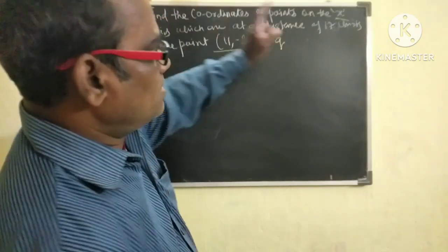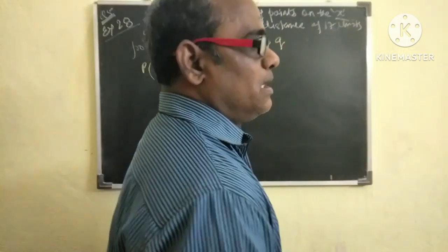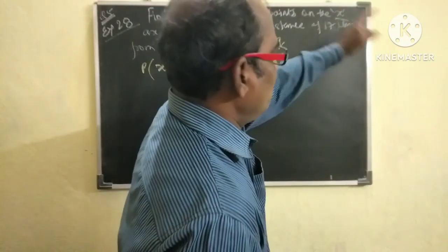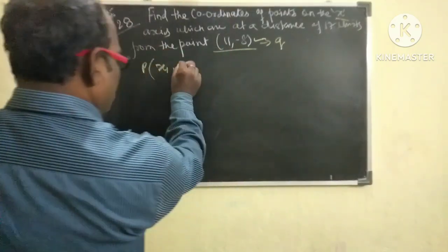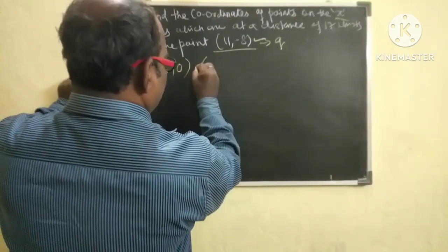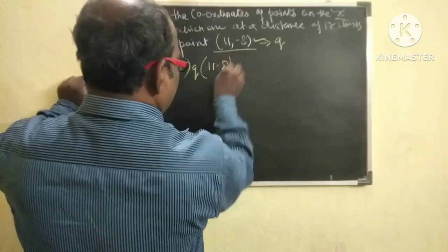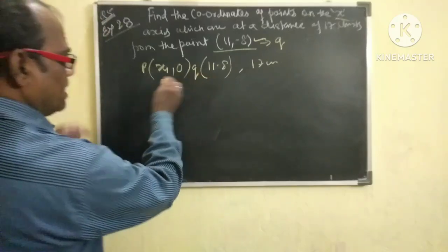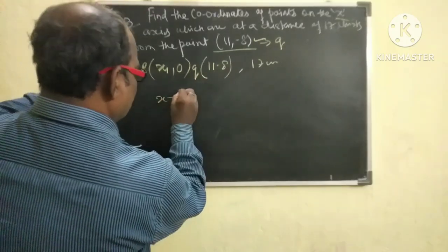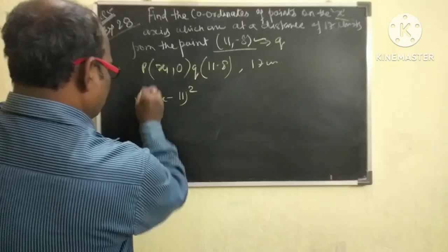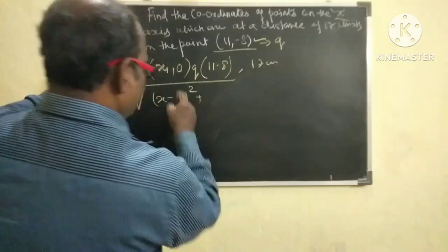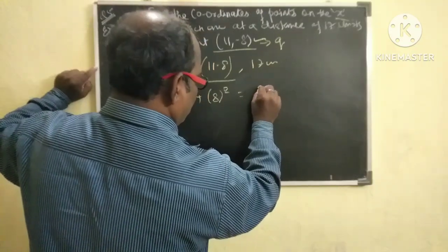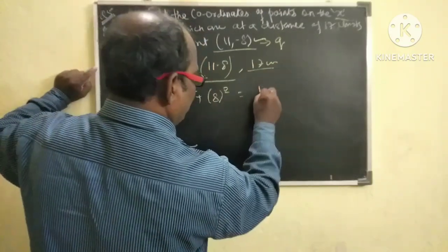Since the point lies on the x-axis, let us take the x coordinate as x1, and since it is lying on the x-axis, y equals to 0 over here. So this is one of the points. Another point Q is given as 11, minus 8, and the distance is 17 units. With the help of the distance formula, we can write down here: root over (x minus 11) whole square plus 8 square is equal to 17.